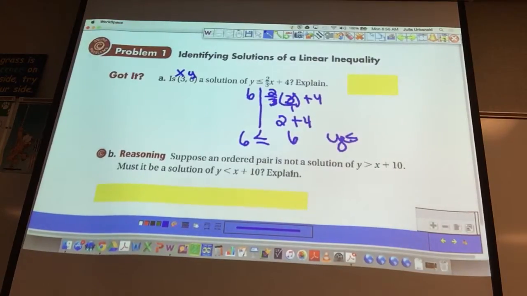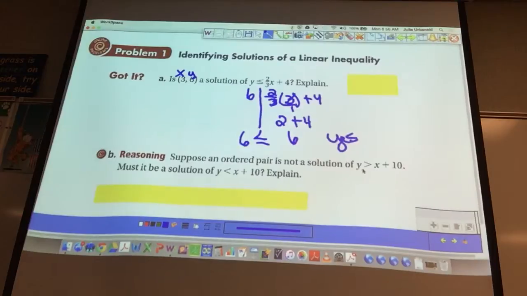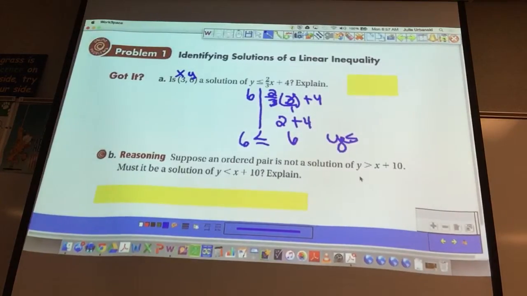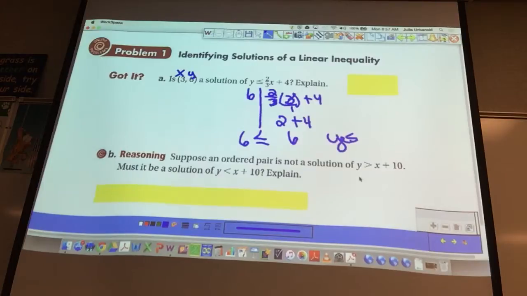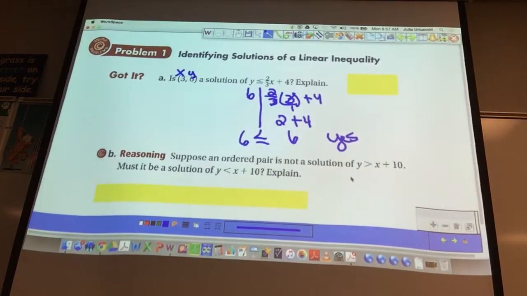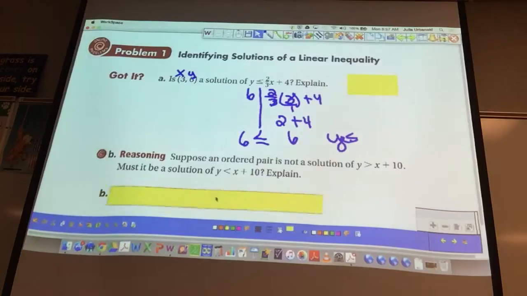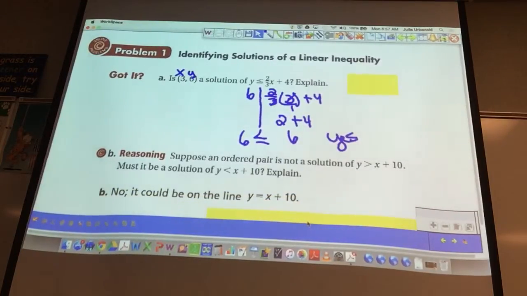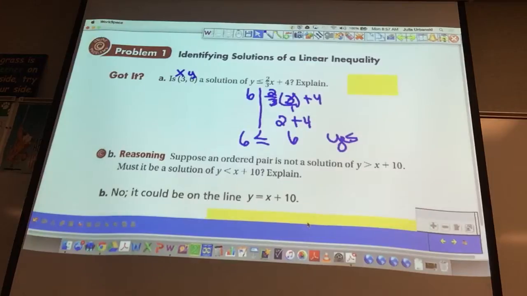Suppose an ordered pair is not a solution of this one. Does it have to be a solution of this one? Are these the only two choices? Y is less than x plus 10 or y is greater than x plus 10? Are those the only two choices? No, what's the third choice? Y less than or equal. Okay, the or equal to part. Yep. It could be equal to it. So, or it could be less than or equal to. It could have an equal part in there. So there are 3 options. You can be greater than, you can be less than, or you can be equal to.